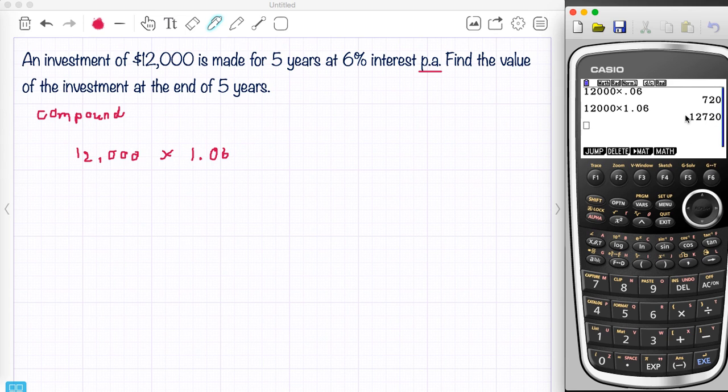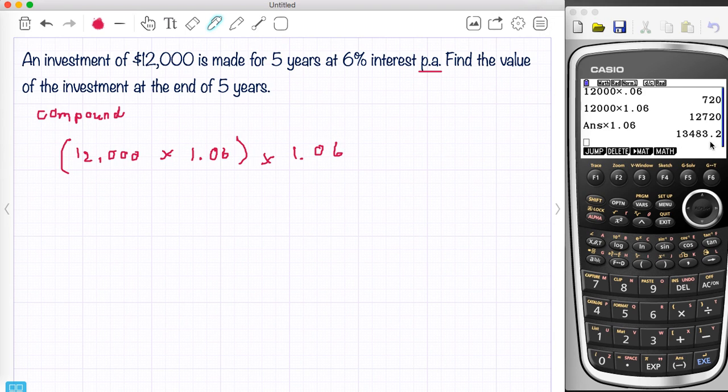Now that figure there, I want to keep it in there for another year, so I'm going to take that and I'm going to times it by 1.06 for the second year. So I've got my 12,720 and I want to times it by 1.06. That's for 2 years. And now you can see that that number is getting a little bit more complicated. And I'm going to do this again for 3 years.